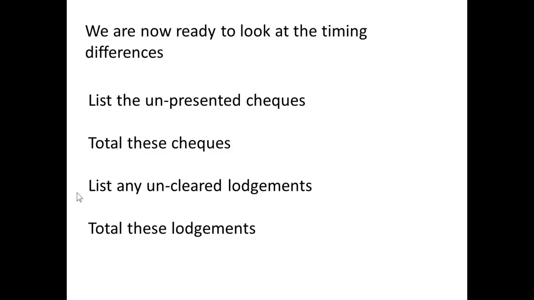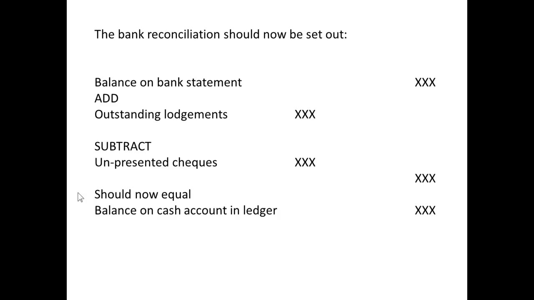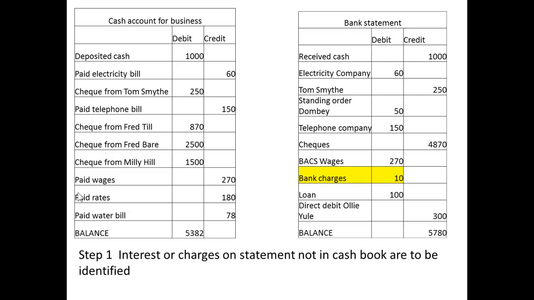So we're now ready to look at the timing differences. List the unpresented checks, total those checks, list any uncleared lodgements, total those lodgements. And here's how your bank reconciliation should be set out. Set down the balance on the bank statement, add any outstanding lodgements, subtract any unpresented checks, and you'll get an answer. That should now equal the balance on the cash account in the ledger. So we'll look at that.